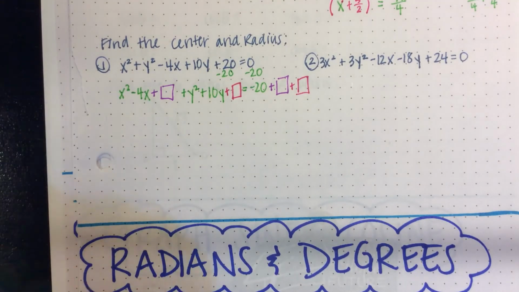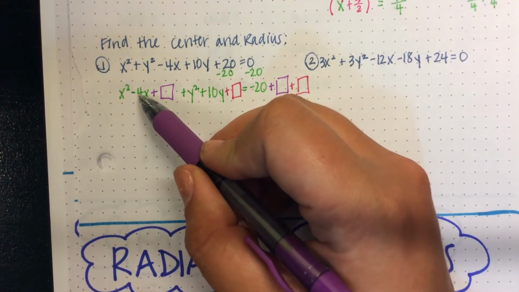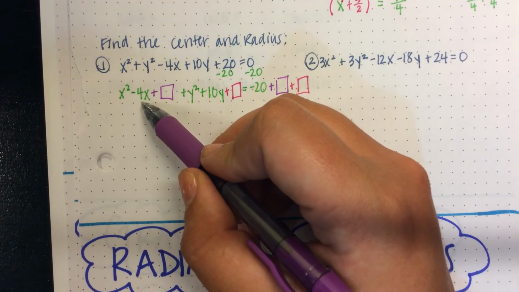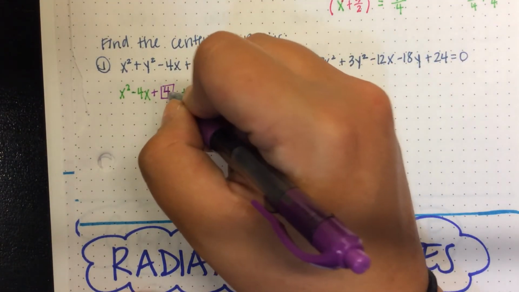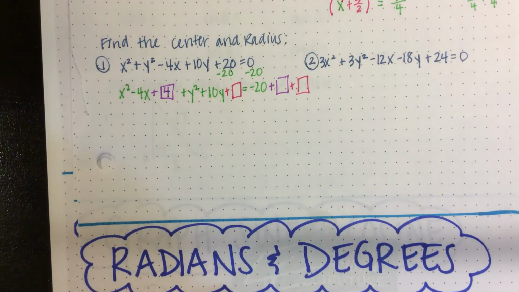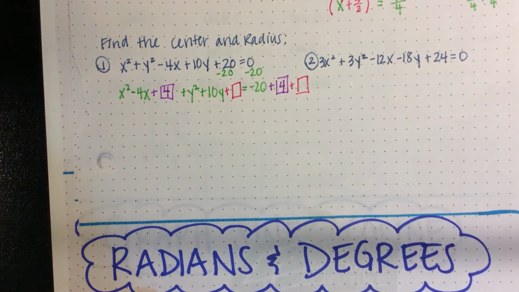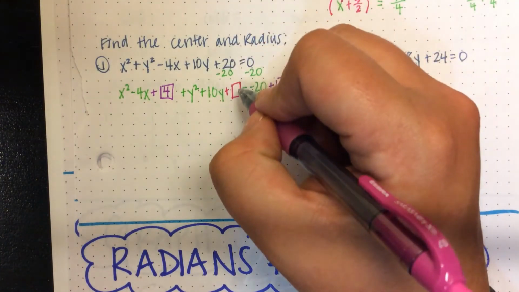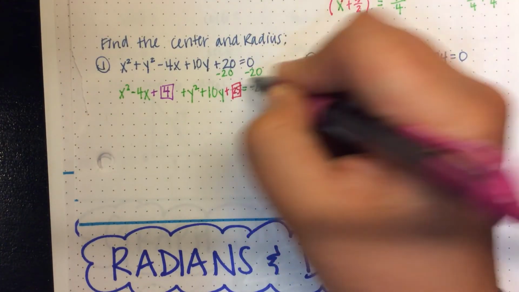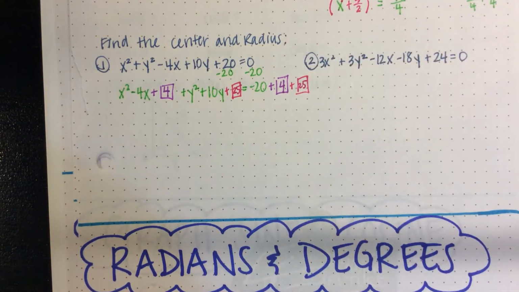All right, so to go in the x box, I'm going to take half of b. So my b is negative 4. So negative 4 divided by 2 is negative 2. Squared is positive 4. Remember, this box is always positive. So I'm going to put that on both sides. To figure out the y's, half of 10 is 5, and 5 squared is 25. It did not give me a very big box there.